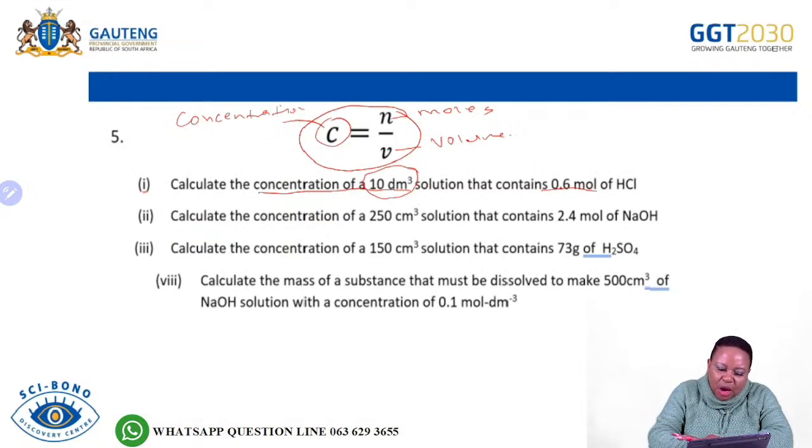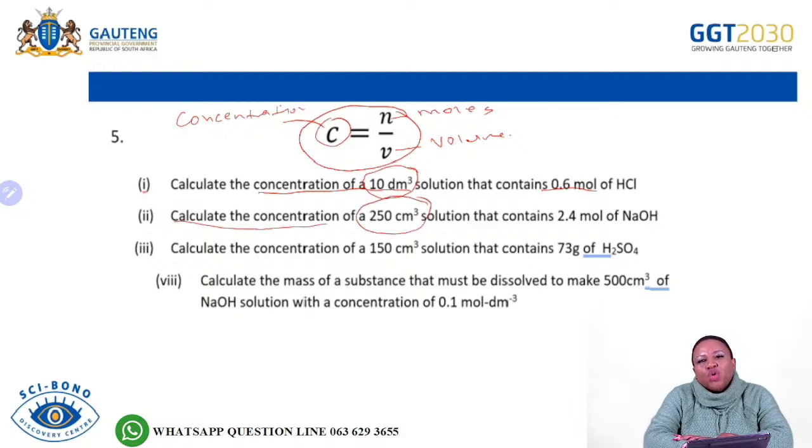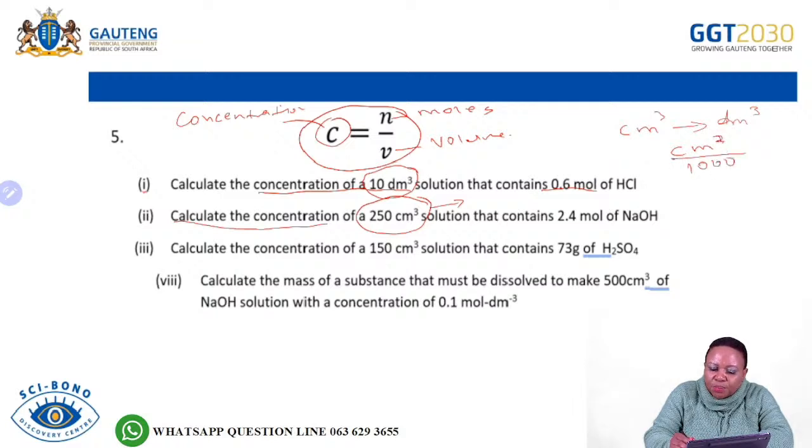When you look at the second one, you can see that they say calculate the concentration again, but now you are provided with your volume in cubic centimeters. Remember, the SI unit that you use for volume is cubic decimeters. Therefore, whenever you are provided with cubic centimeters, you definitely have to convert them to cubic decimeters. How do you convert cubic centimeters to cubic decimeters? You just divide the cubic centimeters that you are provided by 1,000, and then you move straight to cubic decimeters.